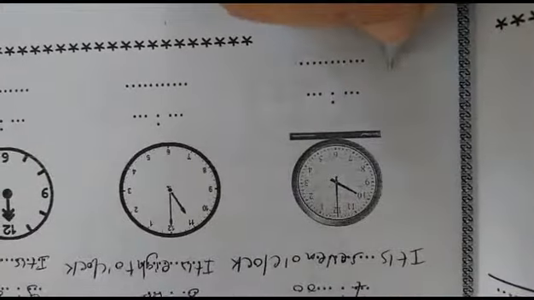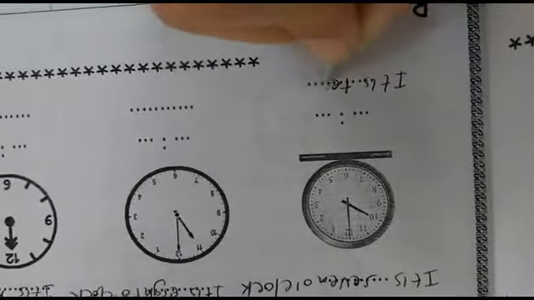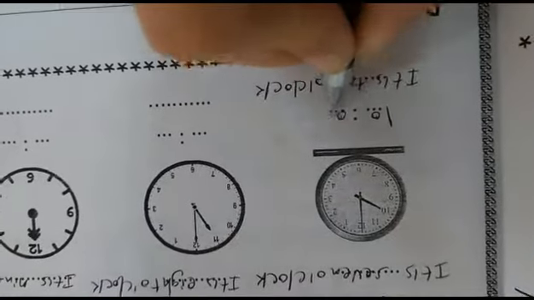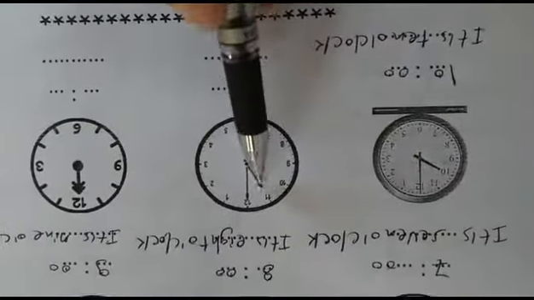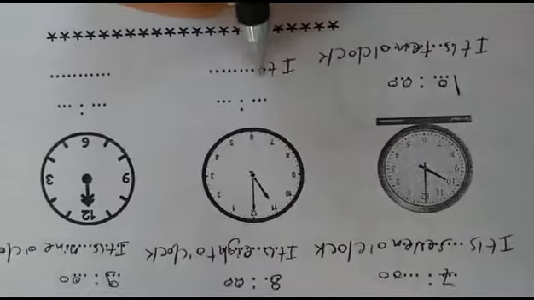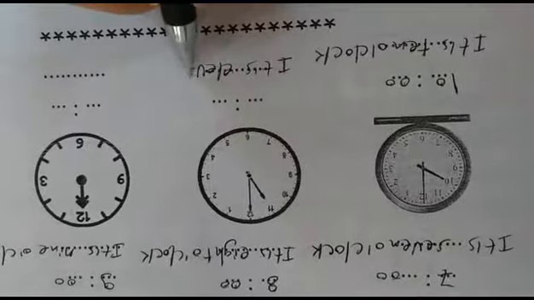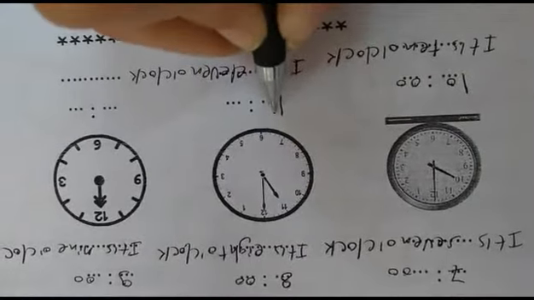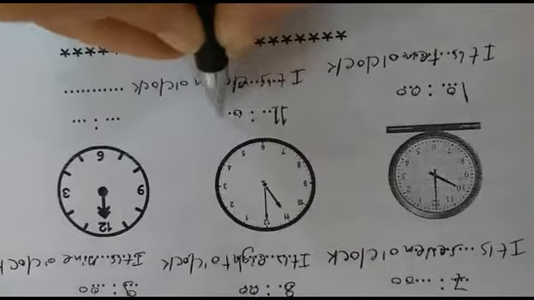Here it's 10 o'clock. Here I will write 10 and here I put 0, 0. It's what? It's 11 o'clock. Excellent, Junior 1. Here I will write 11 and here I put what? 0, 0.